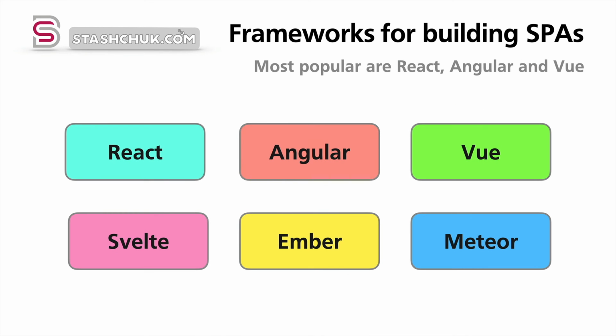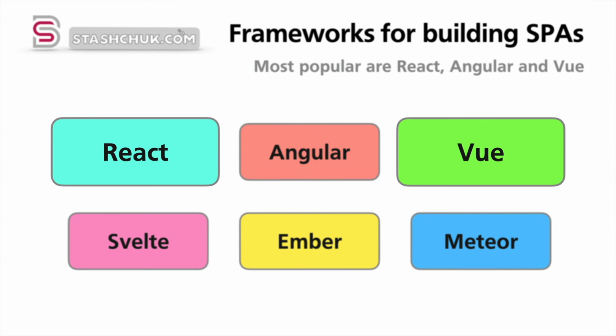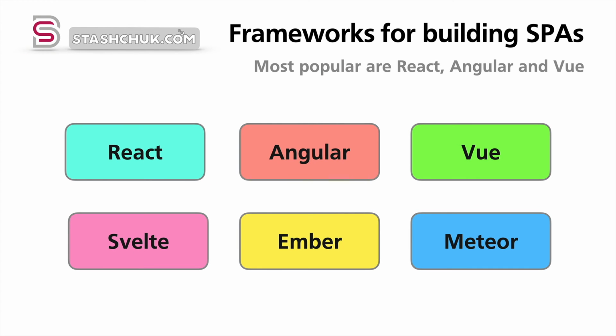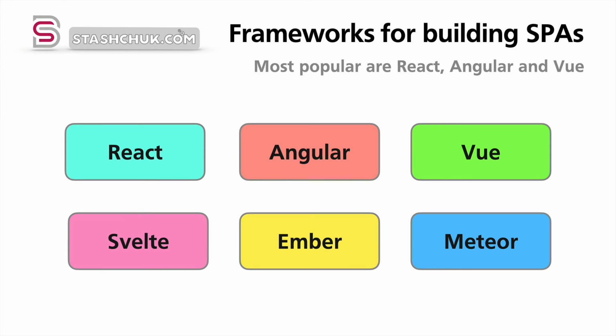There are several nice frameworks for building different kinds of web applications, starting from small ones to huge enterprise applications with hundreds of pages and very complicated logic. Here are some examples of such frameworks and libraries: React, Angular, Vue, Svelte, Ember and Meteor. Most popular are React, Angular and Vue. React and Vue are very flexible and they are used by companies and businesses of different sizes. Angular is a solution more for large enterprises. Also, React and Vue have a shorter learning curve in comparison to Angular.